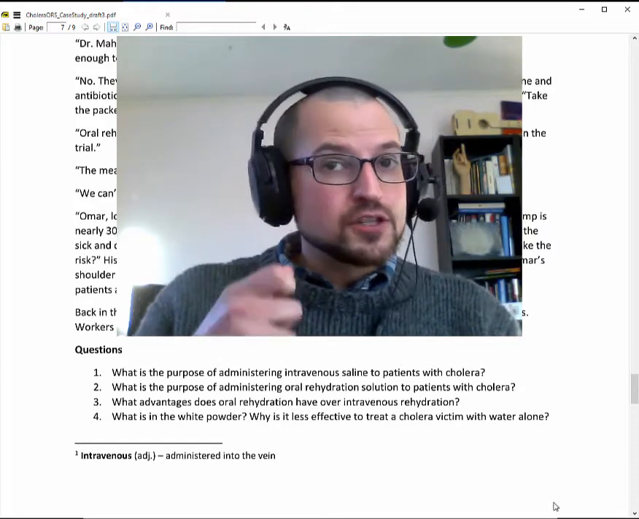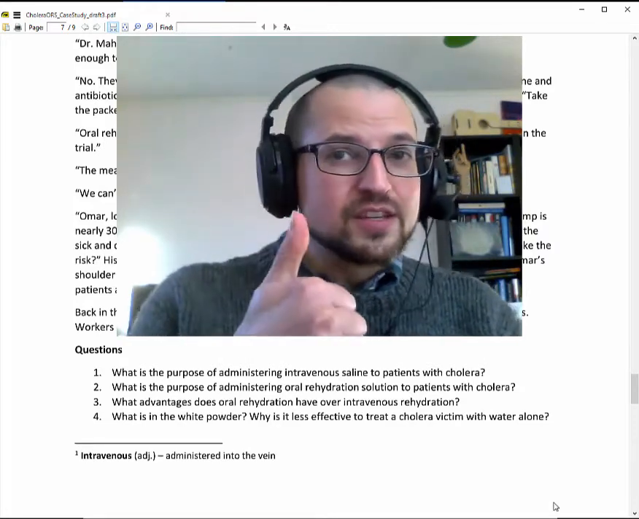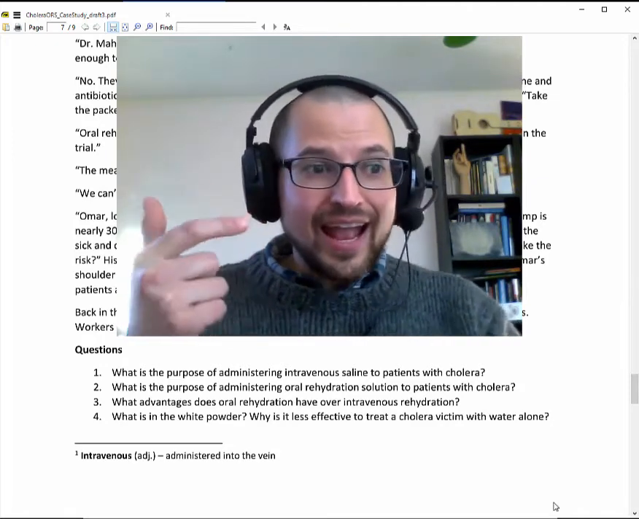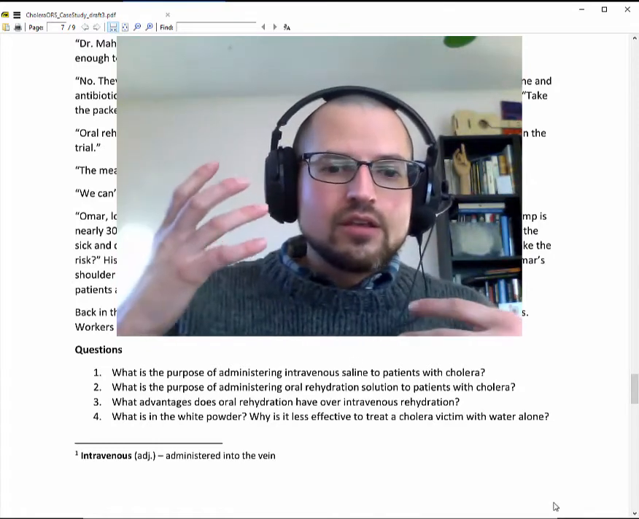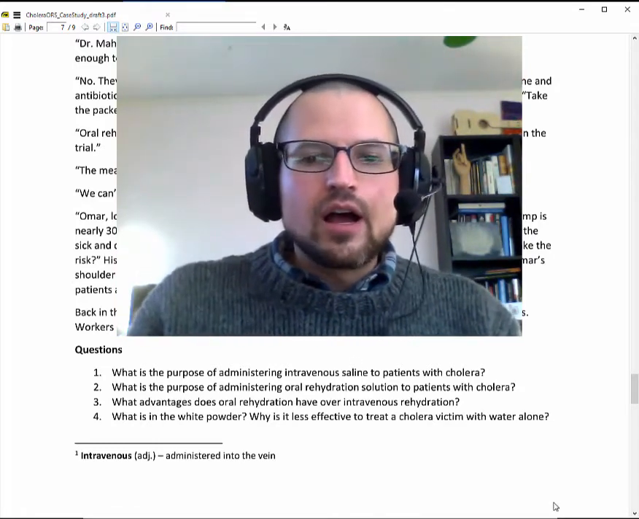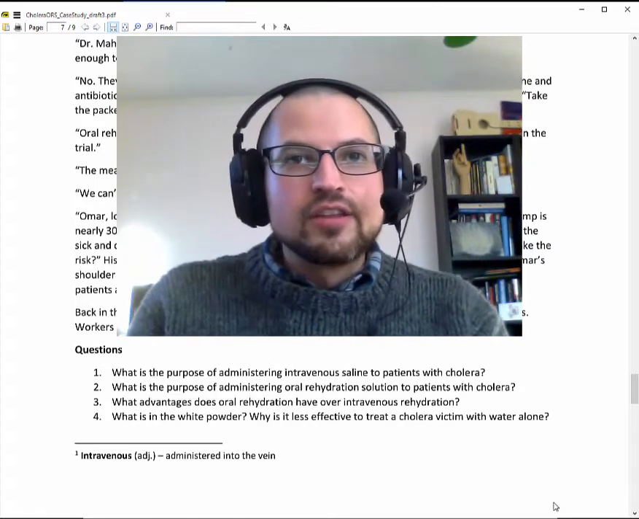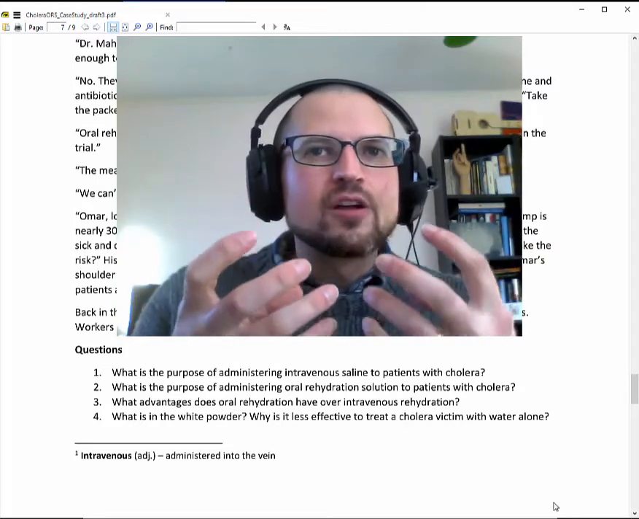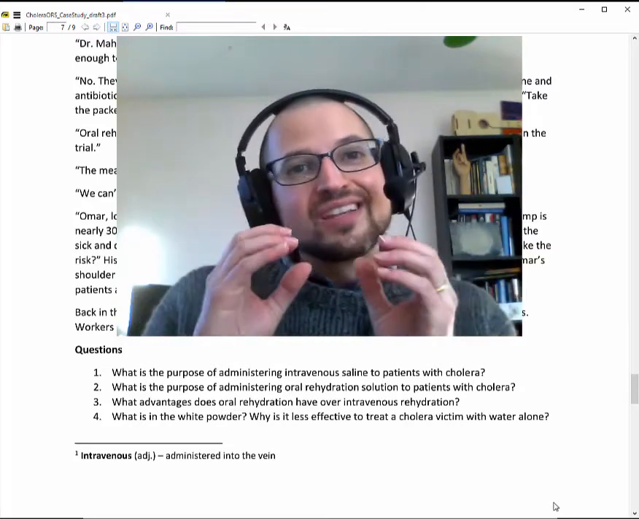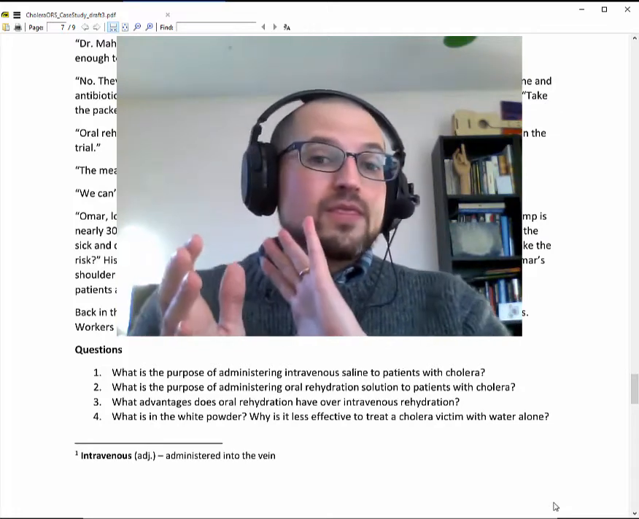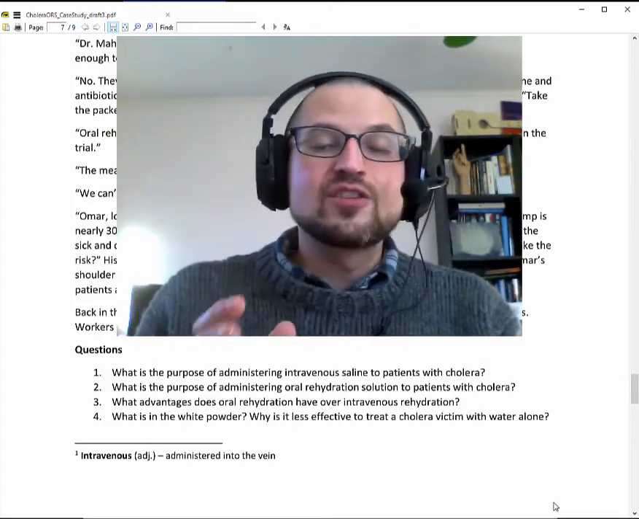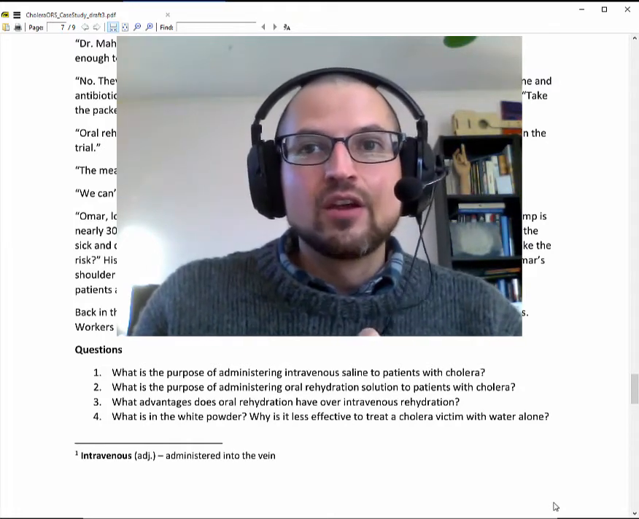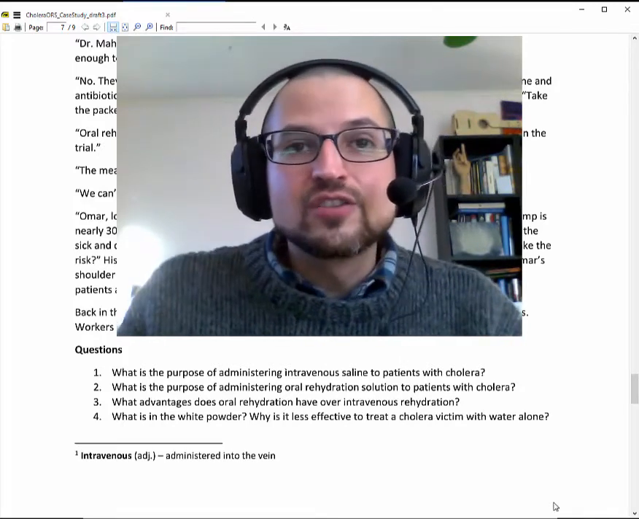However, it's not always possible to do that. First of all, that intravenous saline is going to be more expensive and harder to get a hold of. You're also going to need trained medical professionals in order to get the needle into the vein and monitor the administration of the saline. There's a risk then of infection of the needle site as well. So it's a great therapy, but it requires more developed medical infrastructure and it's more expensive. So in a situation like this with a refugee camp, they have to prioritize the usage of their intravenous saline on the patients that need it the most because it's a limited resource. On the other hand, oral rehydration solution is cheap.